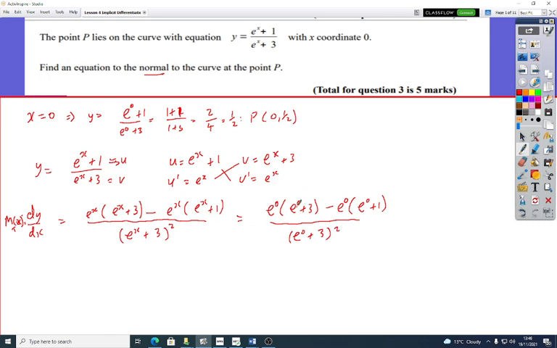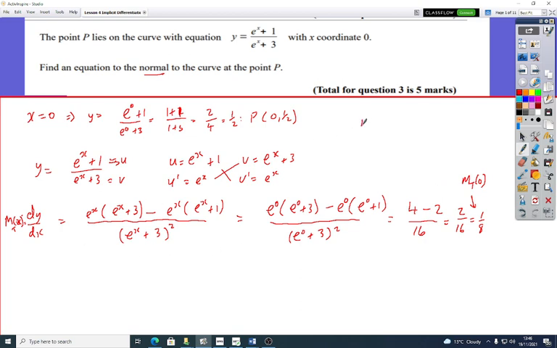Now note this is going to be the gradient of the tangent at point 0. So that's 1. That's 1 plus 3 is 4. 4 times 1 is 4. Take away, that's 1, anything to the power of 0 is 1, so 1 plus 1 is 2, times 1 is just 2. And that's 1, 1 plus 3 is 4. 4 squared is 16. So that gives me 2 over 16, which is 1/8. Hence, this is the gradient of the tangent when x is 0.